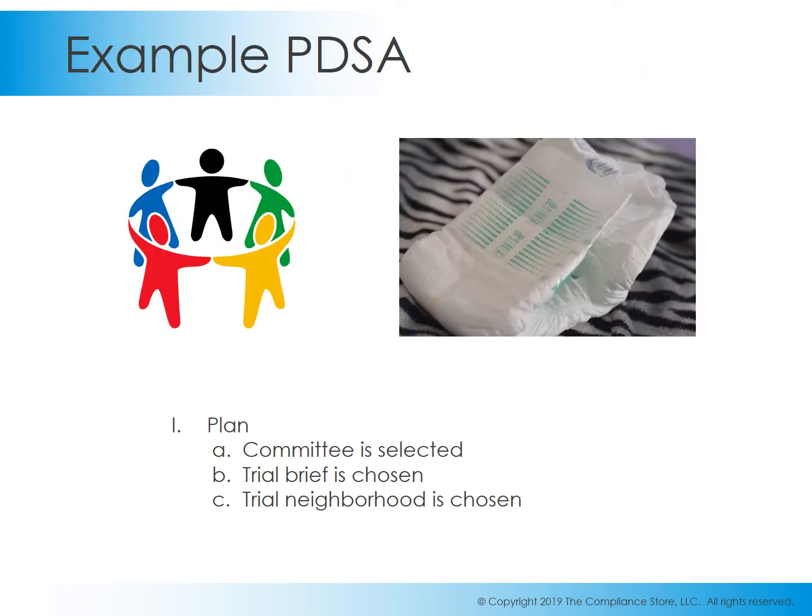An example of a PDSA project is outlined below. A community has the need to find a new incontinence brief. They have identified a brief they would like to trial in their skilled nursing building. A committee of people has been selected to plan how the new brief will be tested.